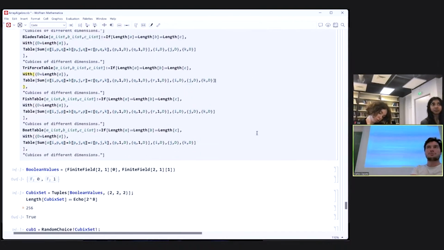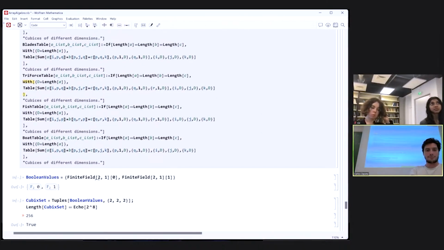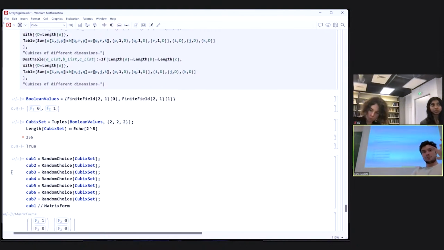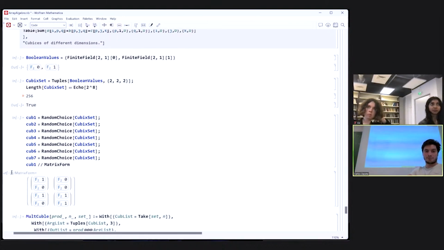So I compute the multiplication cubles, and for example, we define the Boolean cubic set. What I call the cubic set is all the Boolean valued 2 by 2 by 2 arrays. There are 256 such elements, because 8 entries can each be 0 or 1. Then you take any 3 of those 256 and multiply them with each of the products, and you just compute. The result is going to be one of those 256, and you just store all the multiplication table in memory.